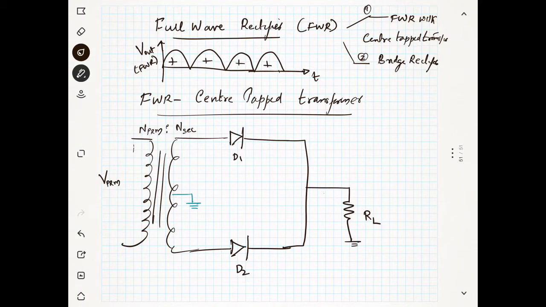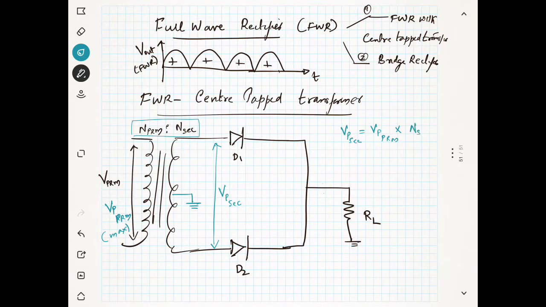Now you can see you may give the primary voltage here. So the maximum voltage appearing across this is nothing but this is the primary, VP primary. Okay, VP primary is the maximum voltage at the input. So what will be the output at this point? It is nothing but VP secondary. How to find VP secondary? VP secondary is equal to VP primary multiplied by the turns ratio. I told you about the turns ratio: number of turns at the secondary divided by number of turns at the primary. So you have this equation.